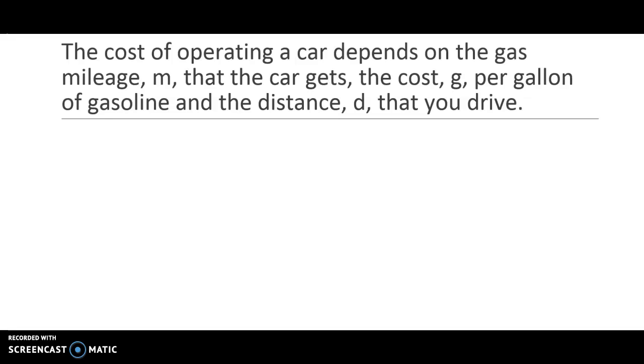The cost of operating a car depends on the gas mileage, which we'll use M, that the car gets, the cost, G, per gallon of gas, and the distance, D, that you drive. So just looking at these things, I'm going to be calculating the cost, and so I'm going to use C for that. And it depends on, so inside my parentheses for this function, the mileage, the cost per gallon, and the distance. So I have a function that actually has three different inputs. So let's look at the questions we're asked.